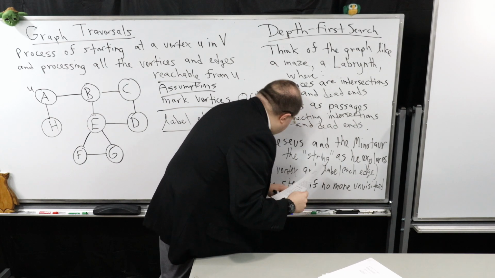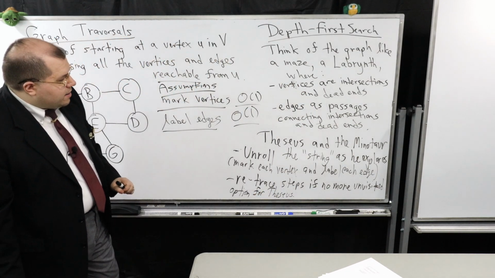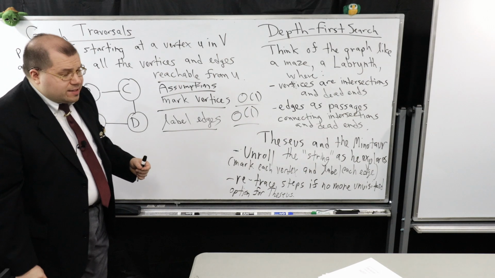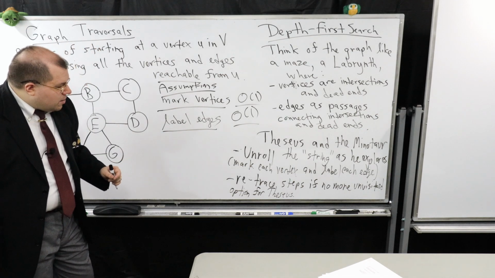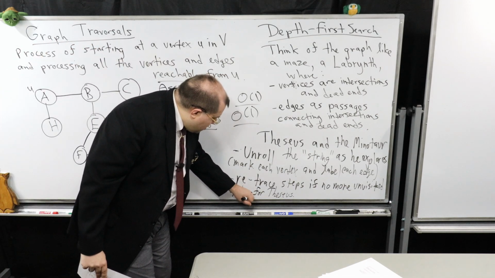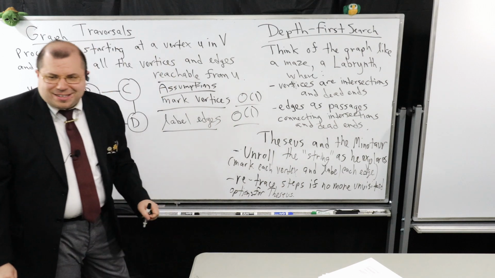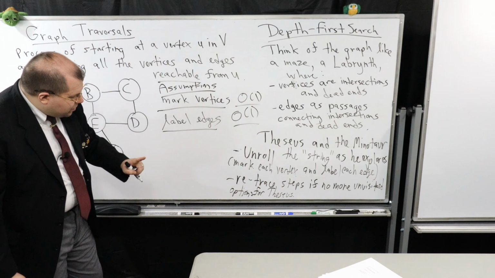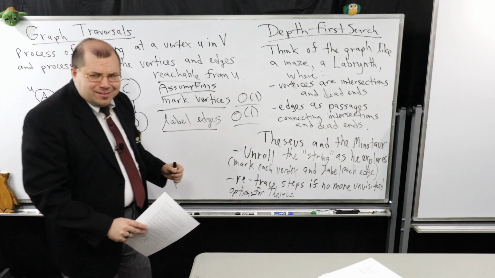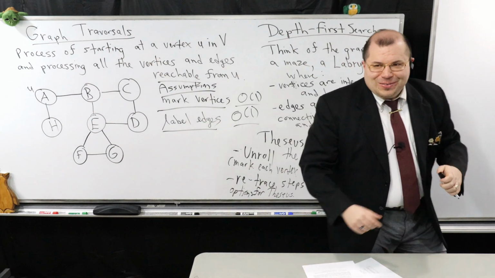So just to reiterate, we're going to unroll the string as he explores, mark each vertex, label each edge, and retrace steps if no more unvisited options. That's an S there. It looks kind of like it's sad in the corner there. It says unvisited options for Theseus. My apologies for the writing here. I'm going to get a different marker.